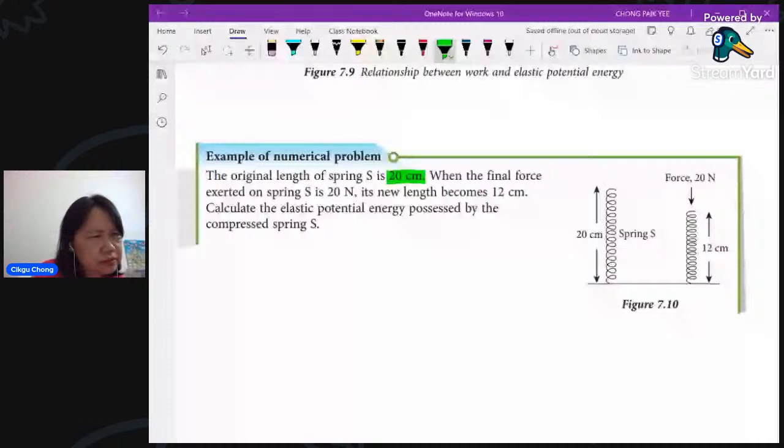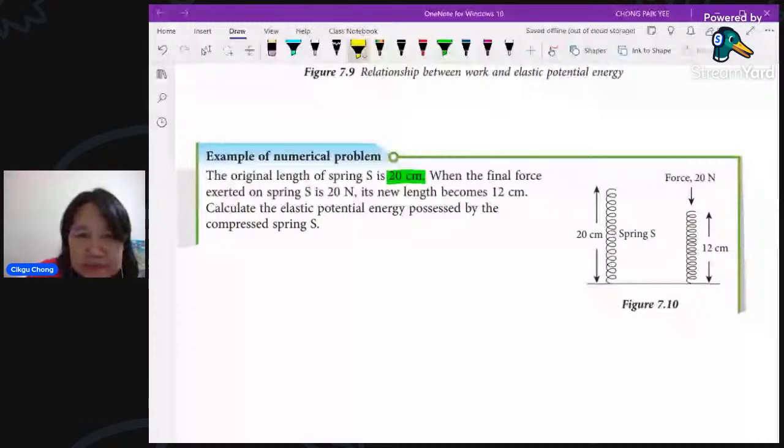Okay, so this 20 newton is pressing on the spring. You're pressing on the spring with 20 newton. So it's shorter, isn't it? When you press, definitely it's shorter. So 20 newton, the new length is now 12 cm.